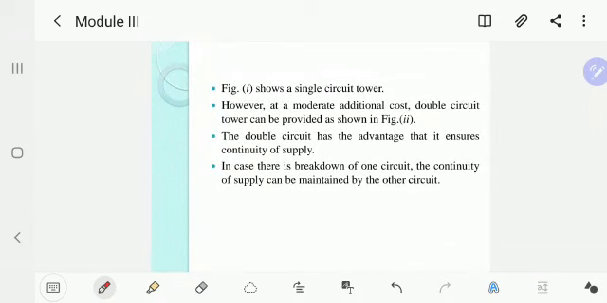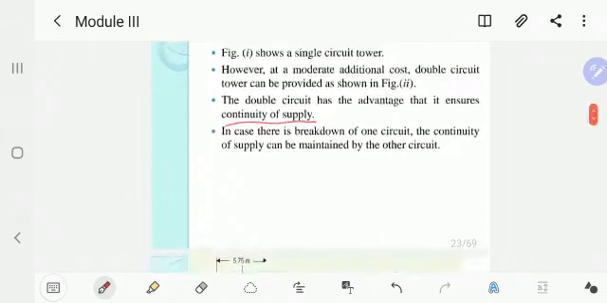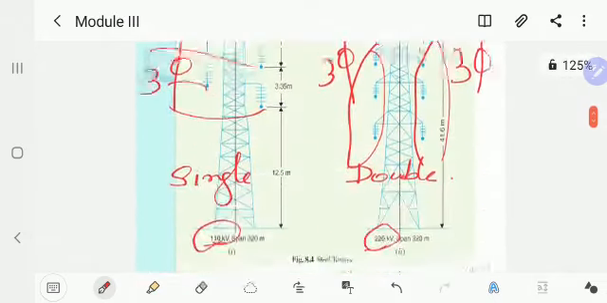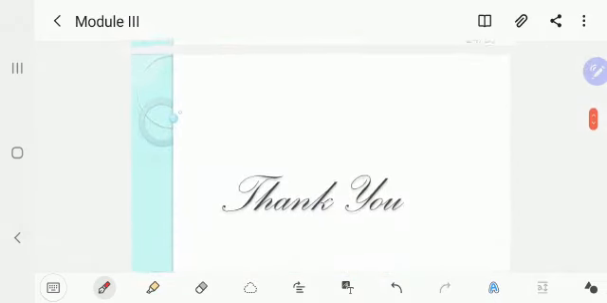You can see in the second figure, the double circuit has an advantage that it ensures the continuity of supply. If one circuit fails, the second circuit will take the role. In case there is any breakdown of one circuit, the continuity can be maintained by the other circuit. So these are the different types of towers.